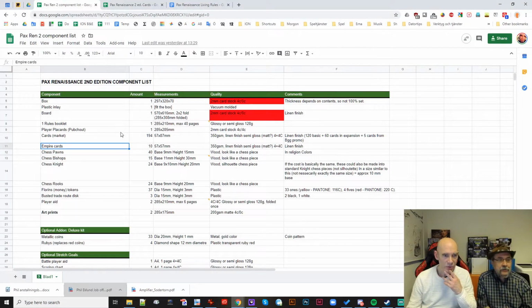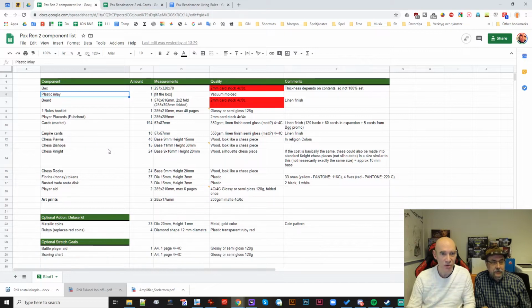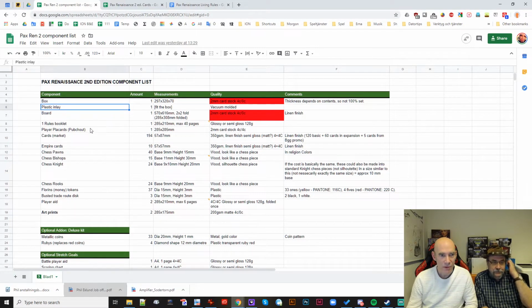So here are the components. I think we talked about most of the things. We're not sure about the plastic inlay. We haven't decided, so don't take this as anything certain. But these are some plans we have for the cards.